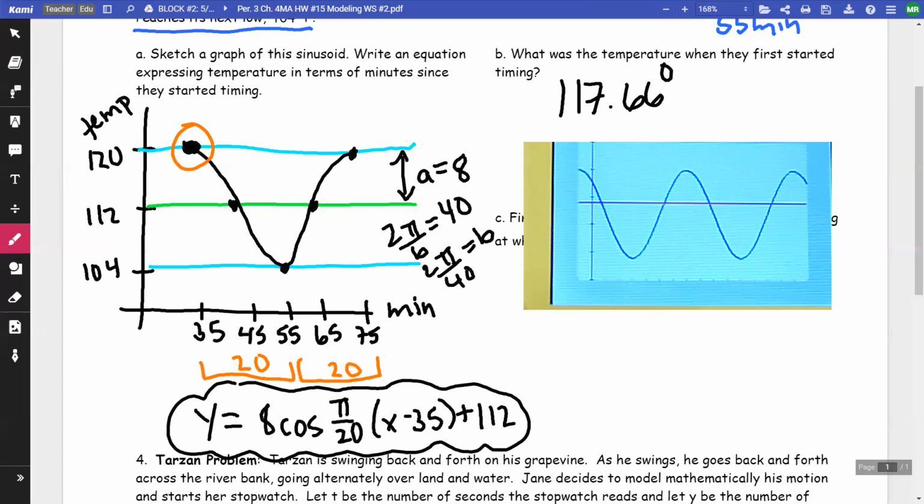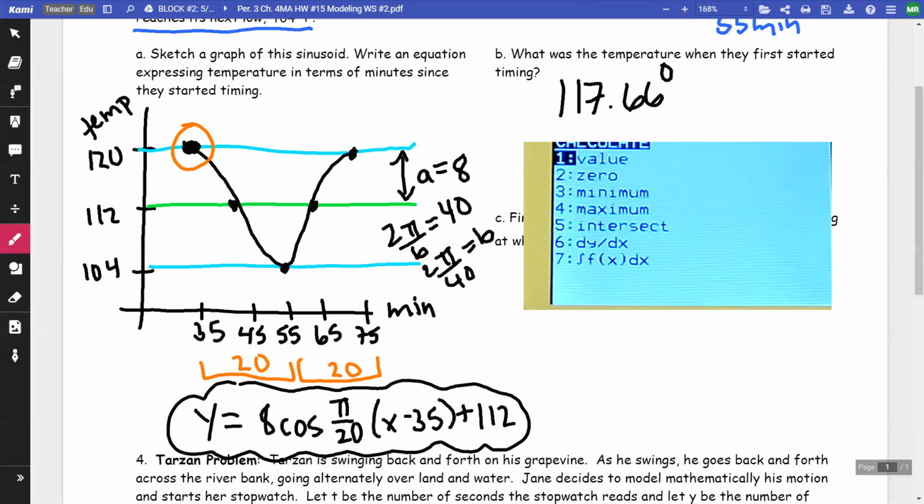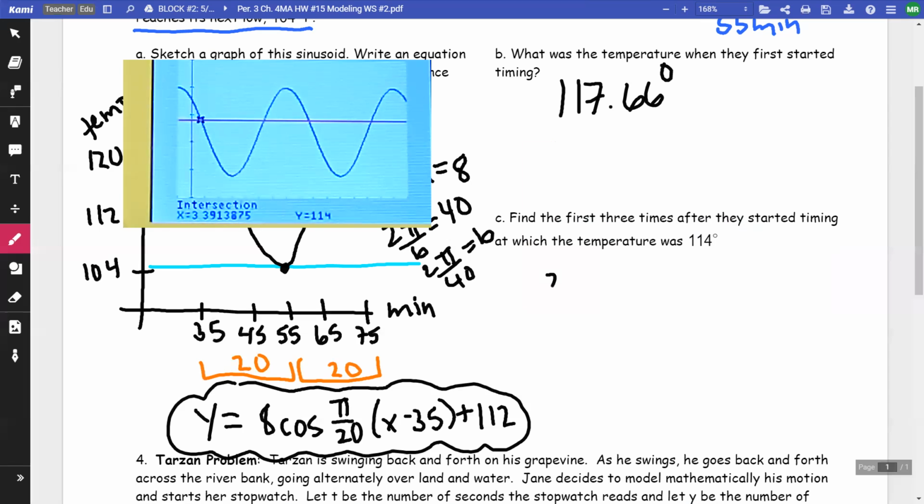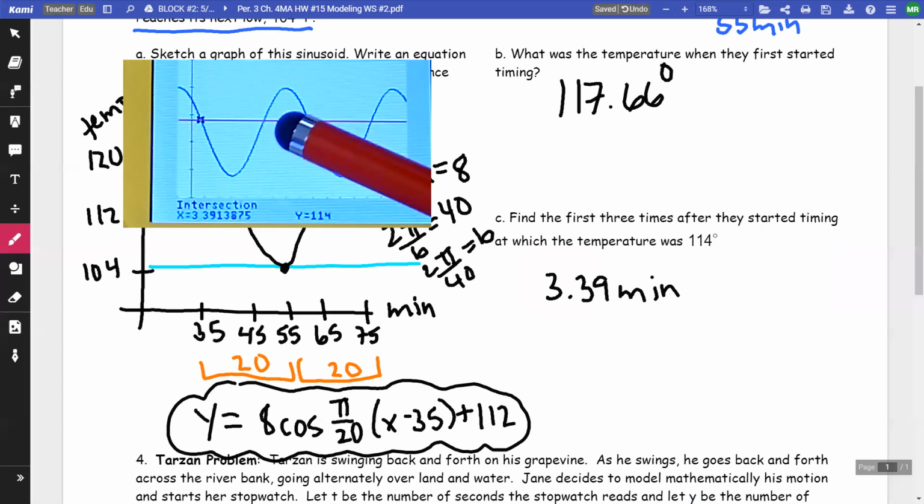So again, I'm going to hit second and the trace button for calculate. I'm going to go down to number 5. You just press 5 if this is the one you want, intersect. And I'm going to drop down to this by hitting the down or up arrow. That would get me onto a line, and I'm going to come to the first point of intersection. I hit enter for the first curve, enter for the second curve, guess. I hit a 3rd time, and then it gives me 3.39 minutes.